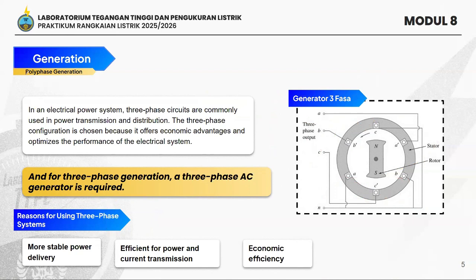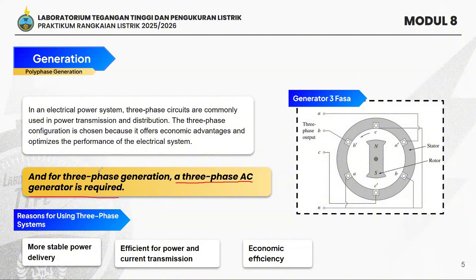After you know the polyphase, there's a specific polyphase generation. For three-phase generation, you must have a three-phase AC generator, because let's say you have four-phase or five-phase generation, you must have a same-phase AC generator.